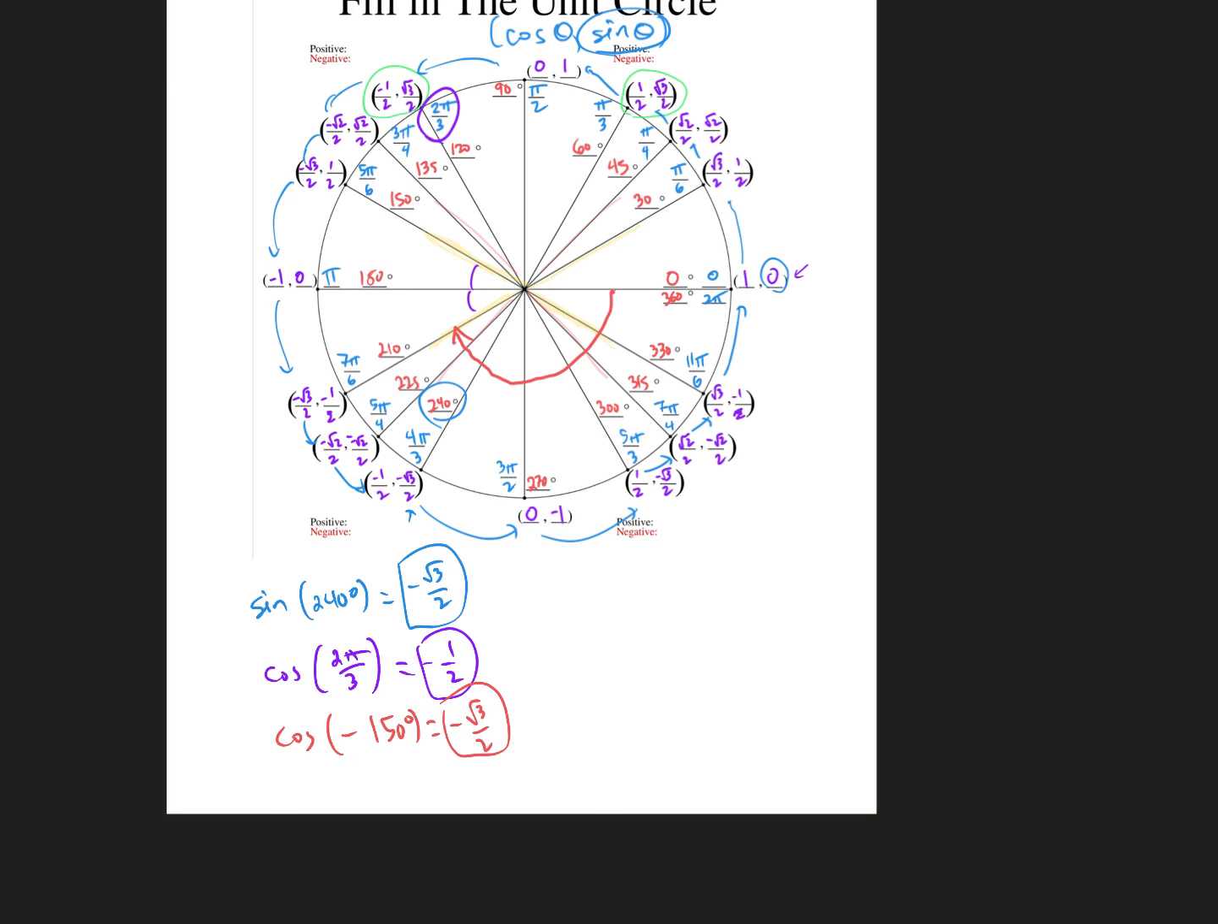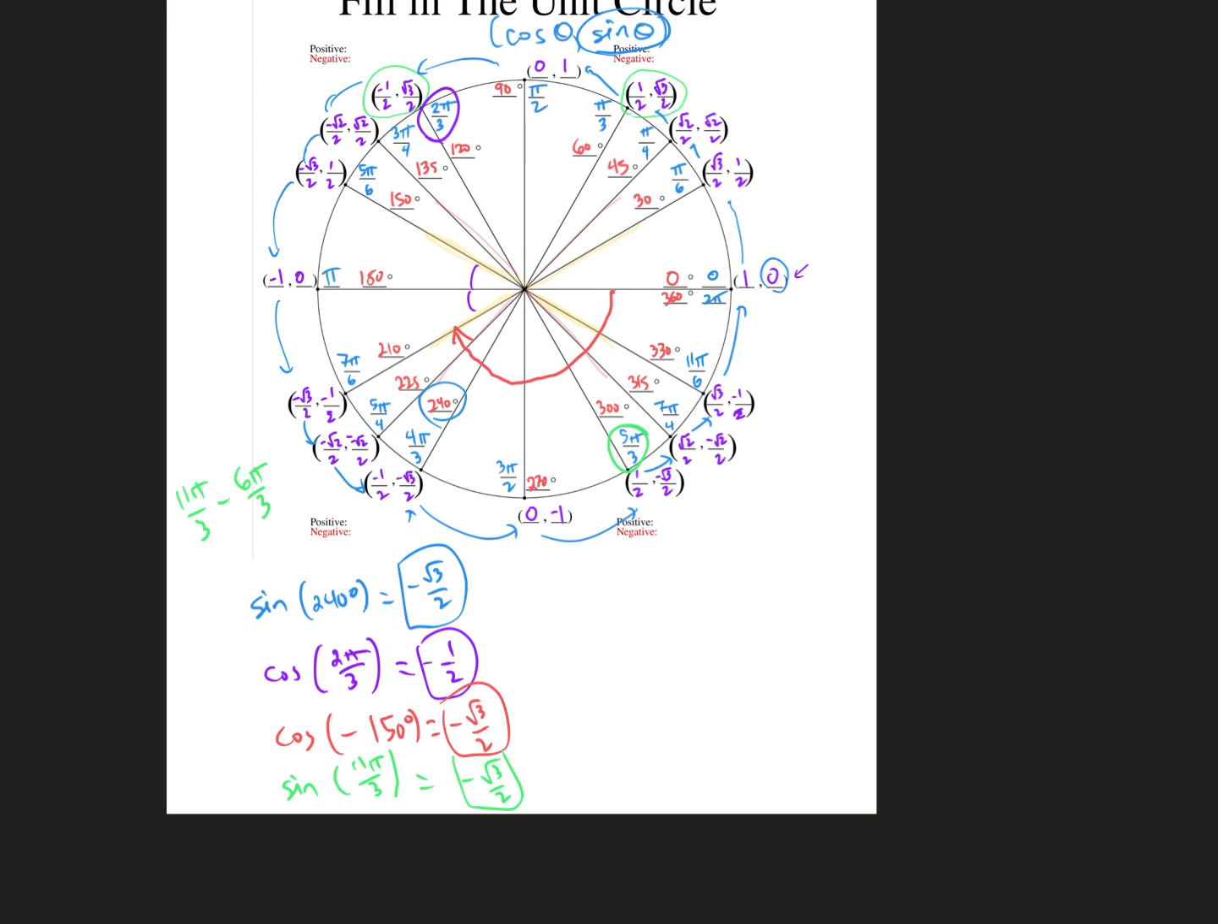If I gave you something like the sine of 11 pi over 3, 11 pi over 3 is also not on the unit circle, but it is coterminal with something on the unit circle. If I were to take the 11 pi over 3 and take away 2 pi, which is a full rotation, that's the same thing as 6 pi over 3, I would get 5 pi over 3, which is right there, and because it's sine, I want the y value, which is -root 3 over 2.